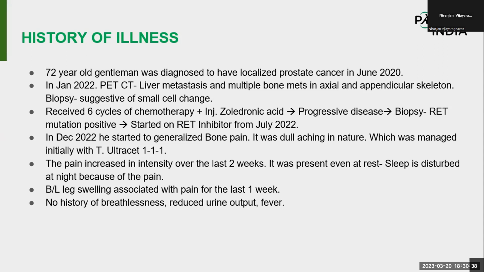The disease progressed on the RET inhibitor. 6 months later, he developed generalized bone pain. It was dull aching in nature. Initially it was managed with Ultraset 3 times a day. As the pain was not settling with Ultraset, over the last 2 weeks there was a sudden increase. It was even present at rest, and sleep was disturbed at night because of the pain. He came to us for further evaluation from a different hospital. There was bilateral leg swelling associated with pain for the last 1 week. There was no breathlessness, reduced urine output, or fever.